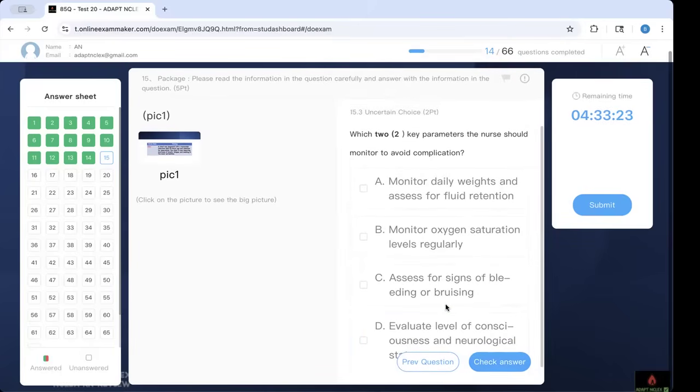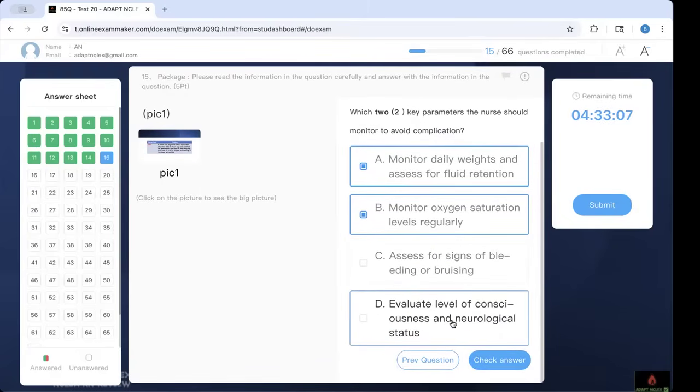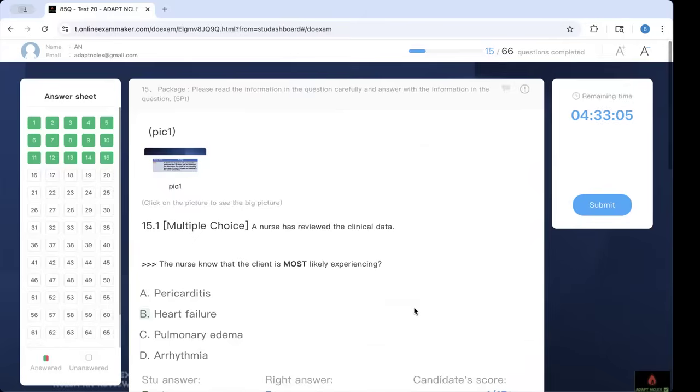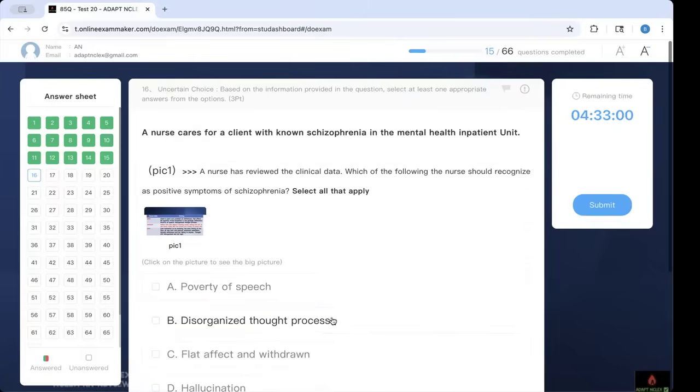What are you going to monitor for? After you give them oxygen and diuretic, fluid management is very important so that you know you don't have fluid retention. And then you monitor their oxygen saturation regularly. You don't worry about a bleeding issue. And you don't worry about the neurological, this is another stroke patient. So those are the questions, the information you want to know about this patient.